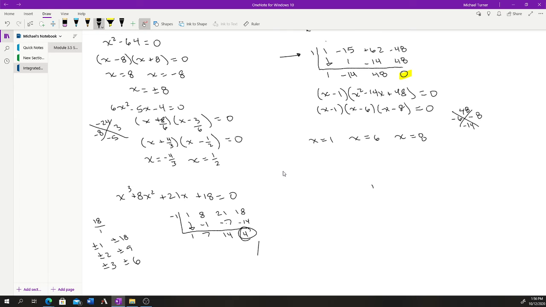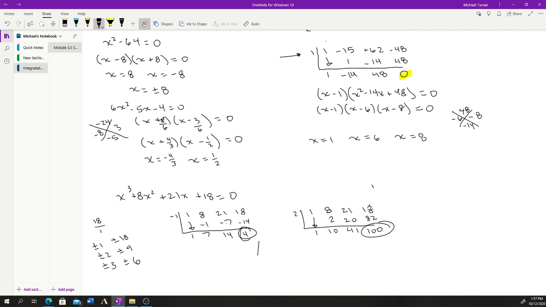So then you try again. Let's say you go to a positive 2. Same numbers inside, 1, 8, 21, 18. I'm going to bring down the 1. And so I have 2 times 1. Oops. We are going to do 2 times 1, but I'm bringing down a 1 here. 2 times 1. Add straight down. 2 times 10. Add straight down. 2 times 41. Add straight down.